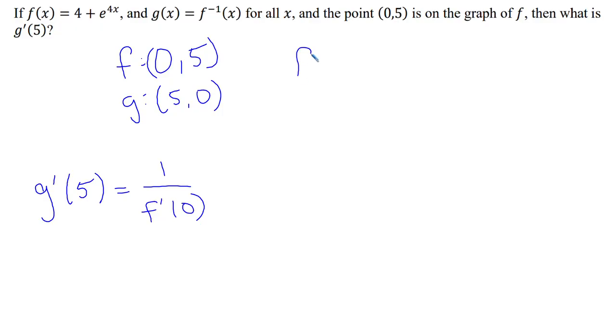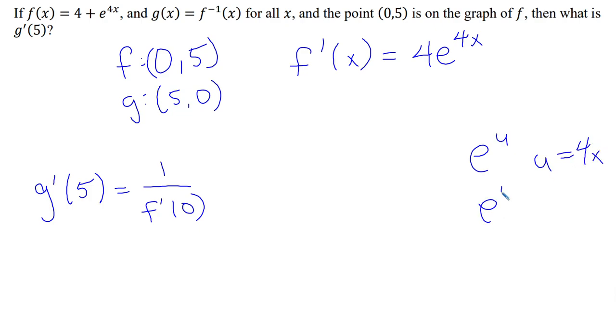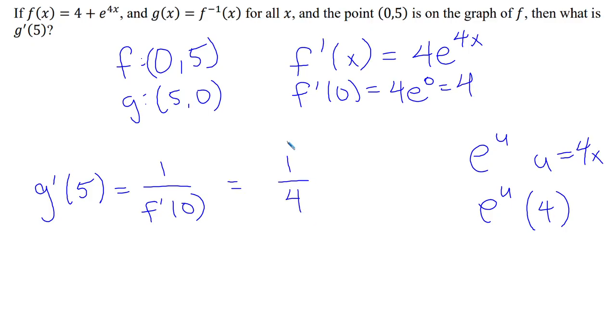And f of x is just 4 plus e to the 4x, so f prime is just going to be 4e to the 4x, using that same idea with the chain rule. We'll write it out though, e to the u, where u is 4x. And so it's e to the u times 4. And then if we want to find f prime of 0, we'll just plug 0 in and get 4. So our final answer here is just 1/4.